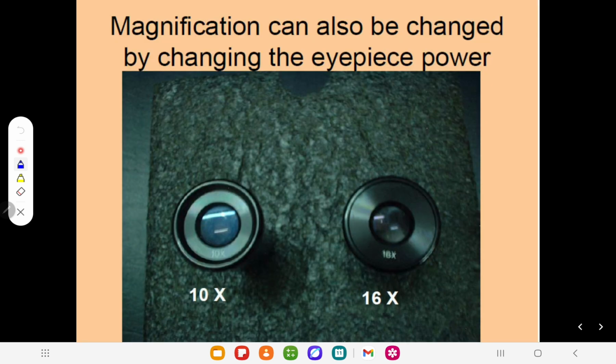Another way to change the magnification is by directly changing the eyepiece of the slit lamp. You change from a 10x to a 16x eyepiece, finished. This is also another way. Just remember this is also another way.